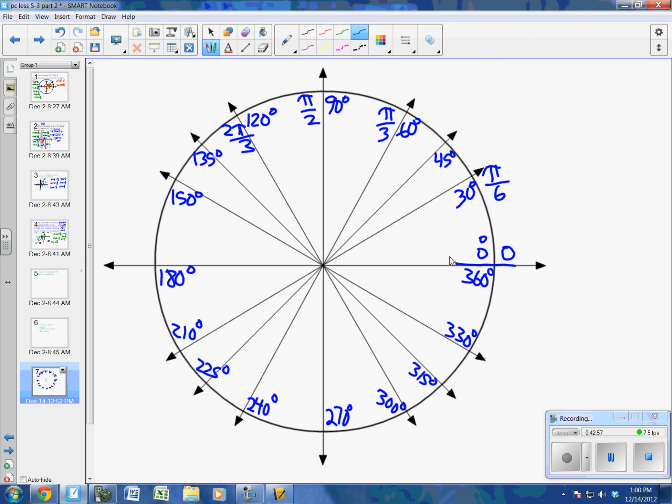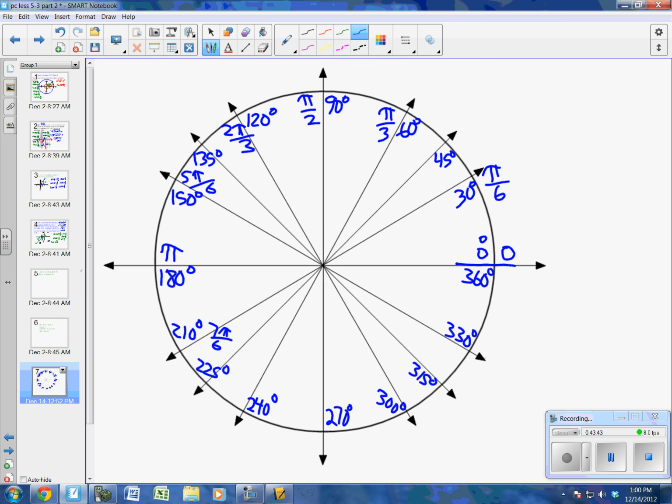Okay. After 4/6 comes 5/6. So 5 pi over 6. That one doesn't reduce, does it? And then after 5/6 comes 6/6. Well, 6/6 is 1, so 1 pi. Okay, let's review. The 30-degree angle was 1/6. The 60 was 2/6, which reduced. 3/6, which reduced. The 120 is 4/6, which reduced. And then 5/6, and then 6/6. Can we remember that? What comes after 6/6? 7/6. And that doesn't reduce, but that's this one right here. 7 pi over 6.